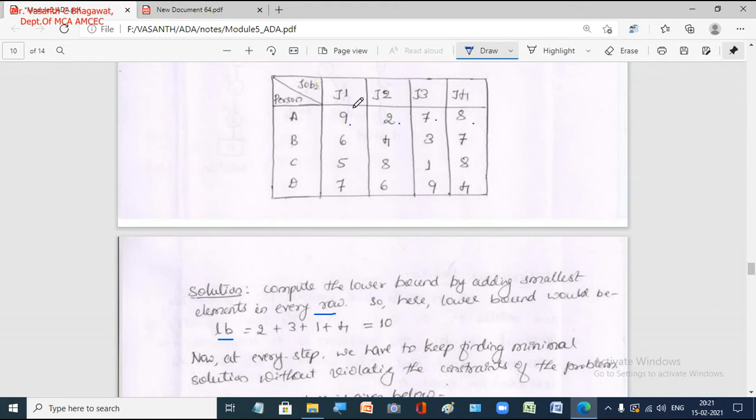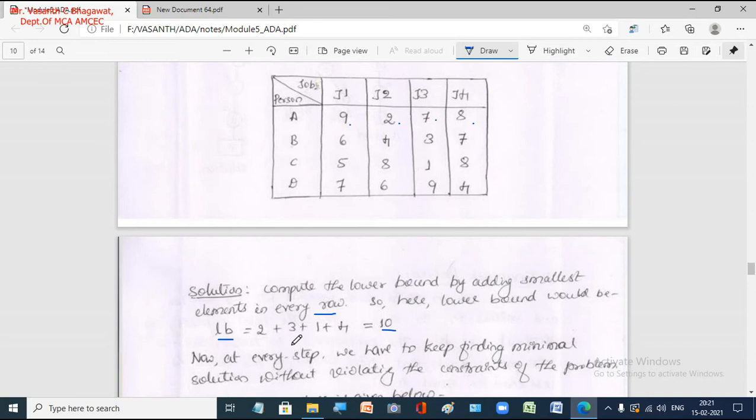Now if you take this as our matrix here, and take the first row, the least cost is 2, right? In the second row the least cost is 3, in the third row the least cost is 1, and similarly here 4. So when you add 2 plus 3 plus 1 plus 4, you are going to get 10, which is our lower bound. That means initially, before we start our problem, this is what the lower bound is.